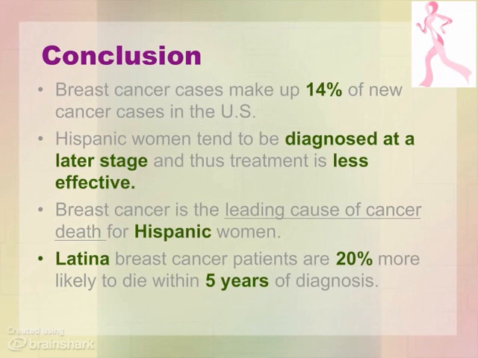I hope that you guys have learned a lot through this web of causation. Some of the points that I would like for you to take home are that breast cancer is a very serious disease. It makes up 14% of new cancer cases in the United States. Hispanic women tend to be diagnosed at a later stage, and thus treatment is less effective. Breast cancer is the leading cause of cancer death for Hispanic women. And lastly, Latina breast cancer patients are 20% more likely to die within the first 5 years of diagnosis.